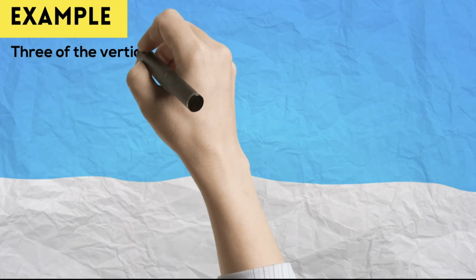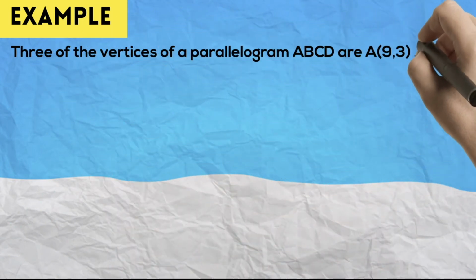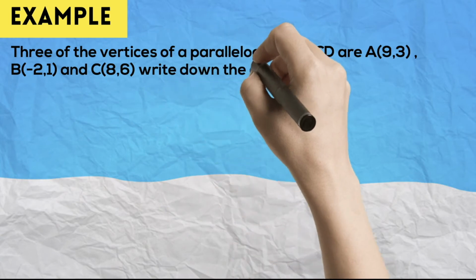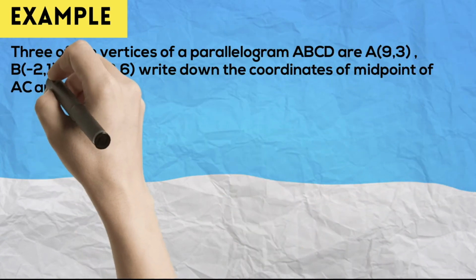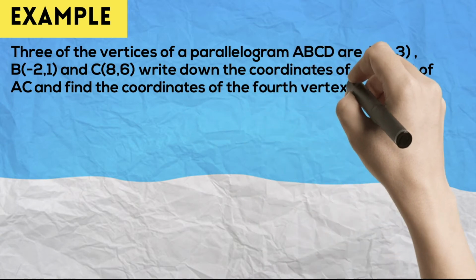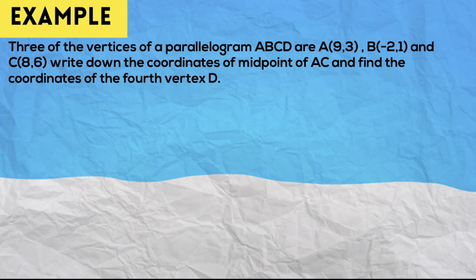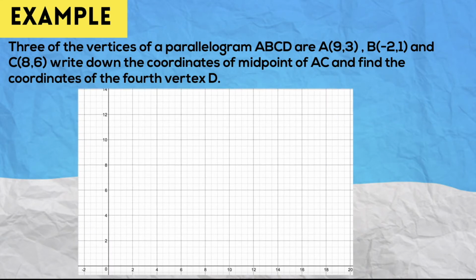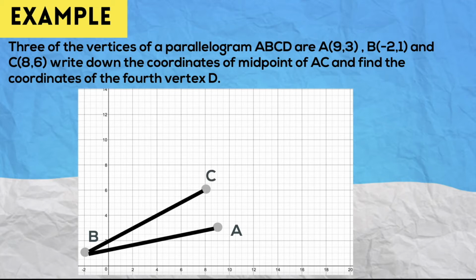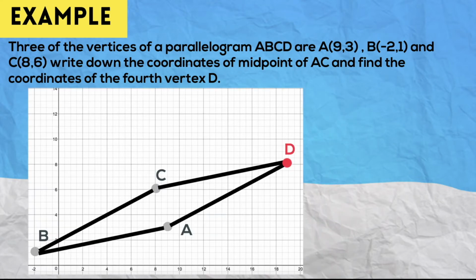Now, I will give you an example. Three of the vertices of a parallelogram ABCD are A (9, 3), B (-2, 1), and C (8, 6). Write down the coordinates of the midpoint of AC and find the coordinates of the fourth vertex D. First step, you should plot this down so that you can see the image clearly. As you can see, D must be somewhere up here, so that all points can connect to be a parallelogram.